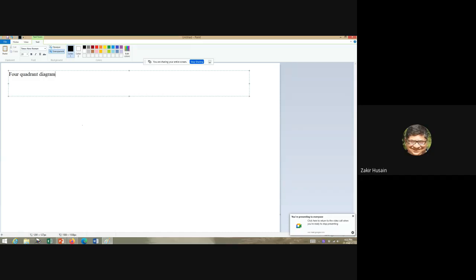So this is about the four quadrant diagram, which we used to derive the IS curve. Okay. Now I have made a mistake, which I'll show you. The mistake is with respect to the equilibrium condition.